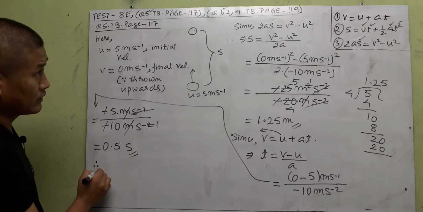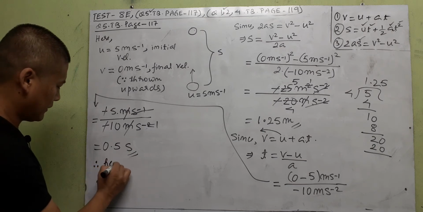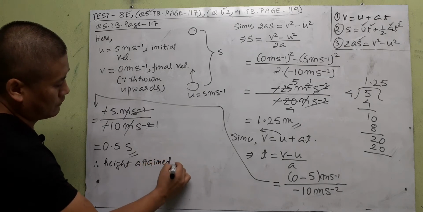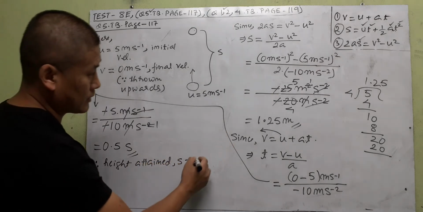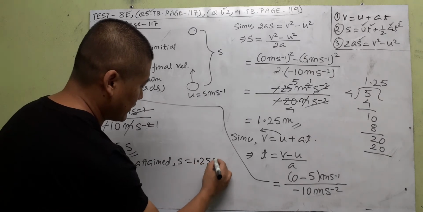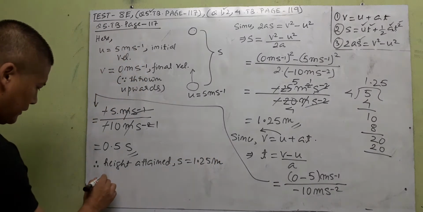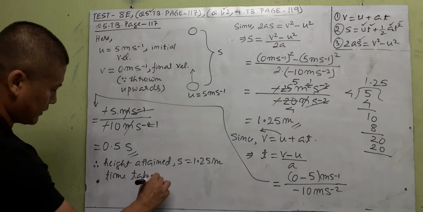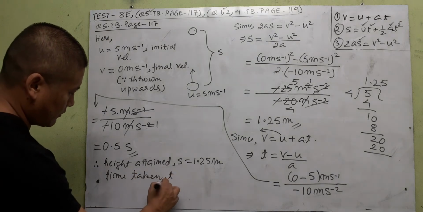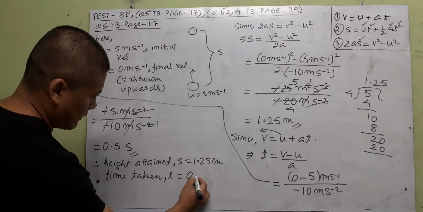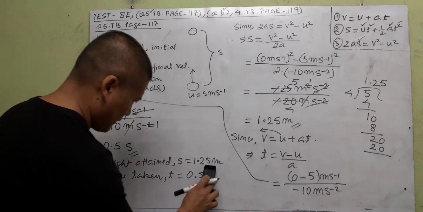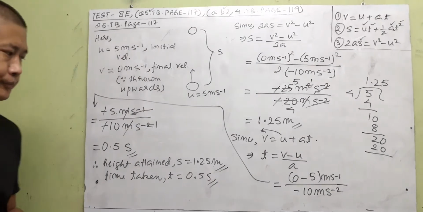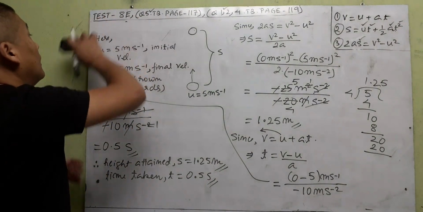So you can just write here, therefore, the height attained by the stone, which is denoted by S in our question, is 1.25 meter, and the time taken to reach that height, which is denoted by t here, is 0.5 seconds. So these are the two answers, right? Let's go to the next one.